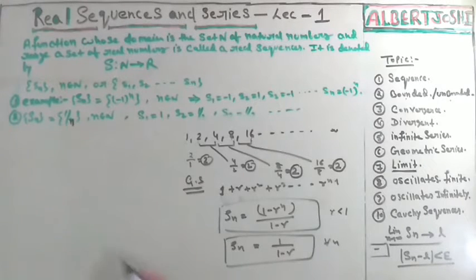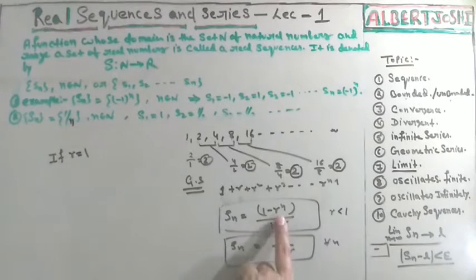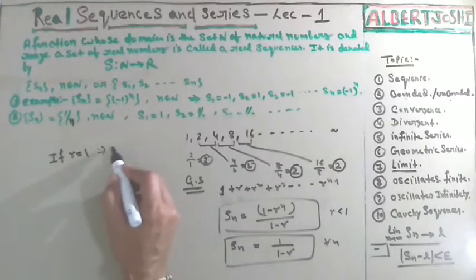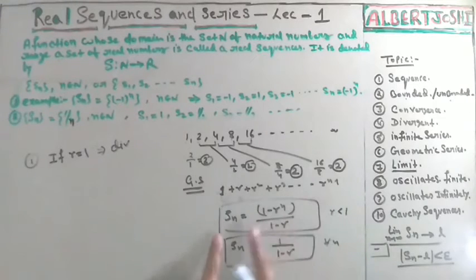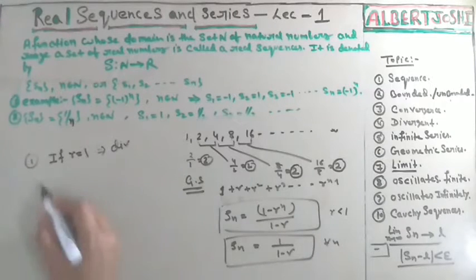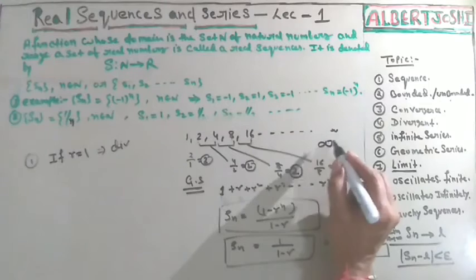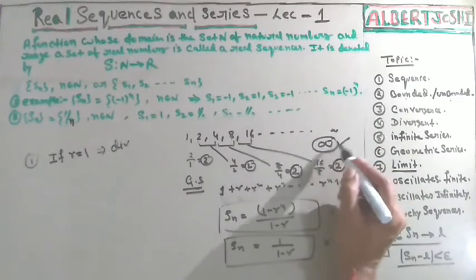So if you say that r is equal to 1, if you place r is equal to 1 here, then you can see that 0 upon 0. 0 upon 0 means undefined. Undefined means divergence. The first condition for such a series: Sn is equal to 1 minus r to the power n upon 1 minus r. If you put 1 here, 1 minus 1 is equal to 0, and 0 upon 0 is undefined. Undefined means divergence. It is not infinite, it is undefined. We don't know what this actually is. That is the meaning of undefined.